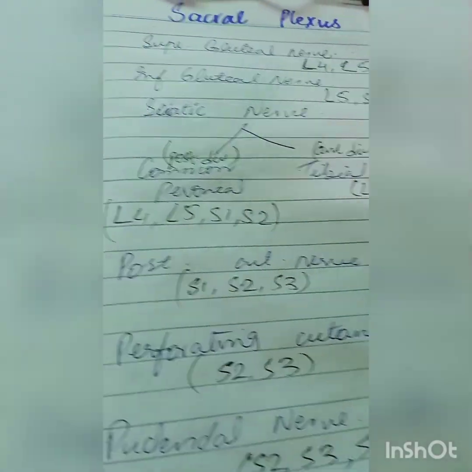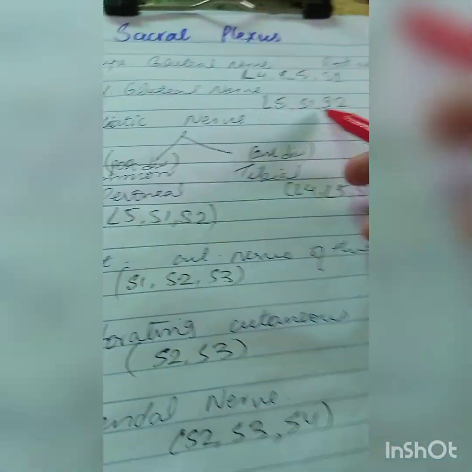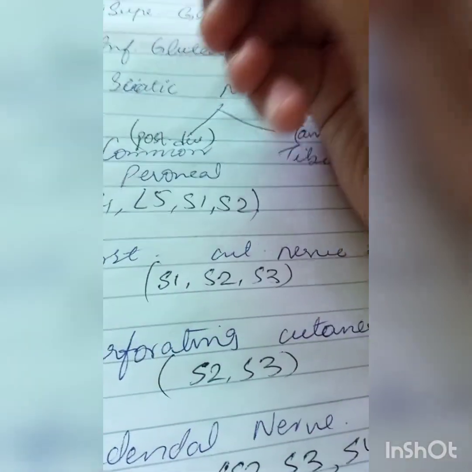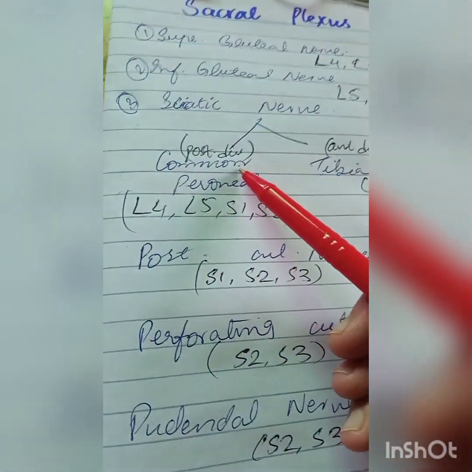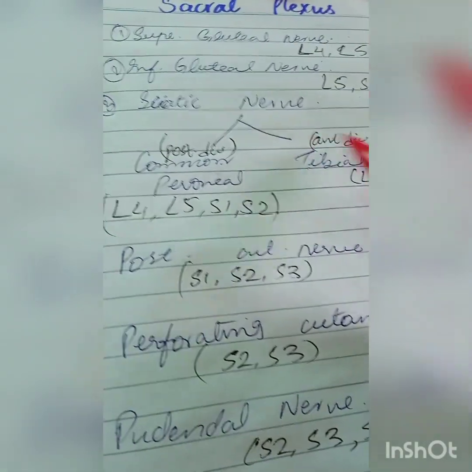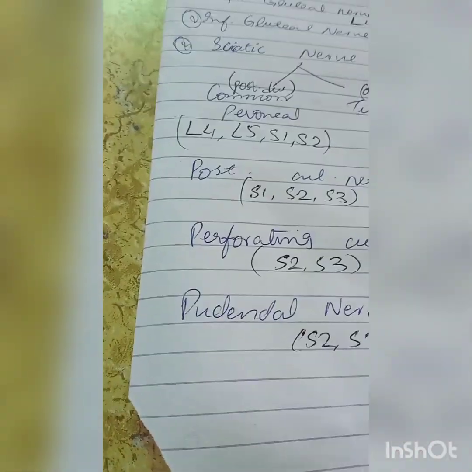In the sacral plexus, we have the superior gluteal nerve, then the inferior gluteal nerve, with the root values along with it. The sciatic nerve is the most important nerve of the thigh. The sciatic nerve further consists of the common peroneal nerve and the tibial nerve. I'm not discussing the anterior and posterior divisions here. I'll discuss it when I start drawing.